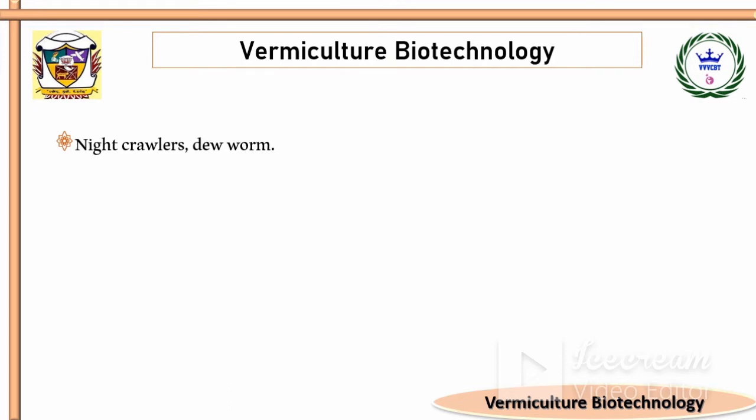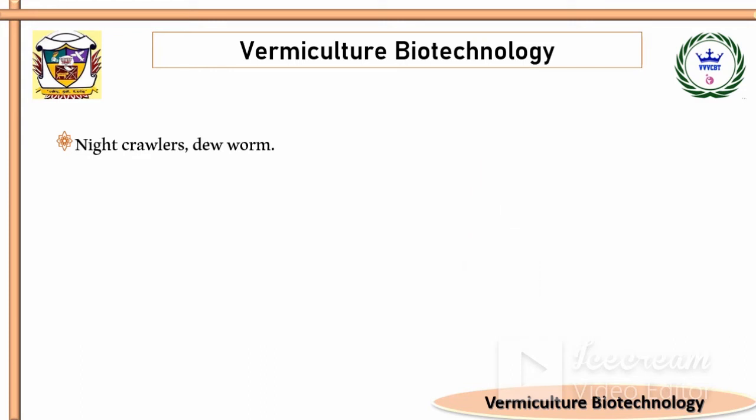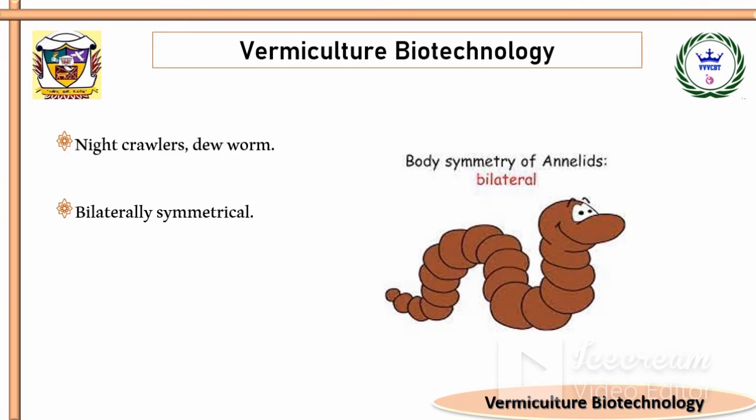Earthworm is an animal, so it comes under the kingdom Animalia. Earthworm belongs to the phylum Annelida, class Oligochaeta, and order Opisthophora. Earthworms are bilaterally symmetrical and metamerically segmented vermiform. Hence, it is included in the phylum Annelida.